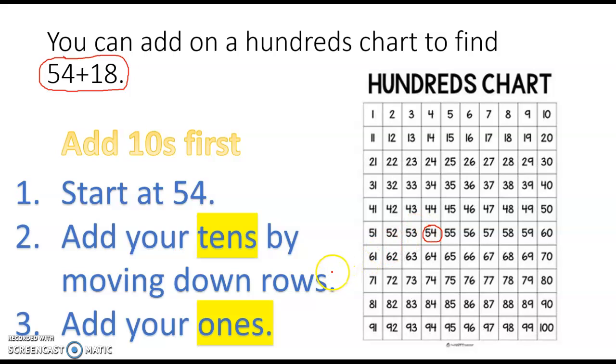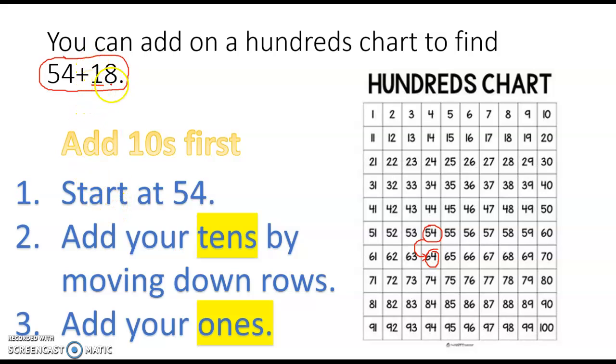Now, as I'm looking at what I'm adding, 18, I look in the tens place. I see a 1 in the tens place, so I only need to add 1 ten. So I'm only jumping down 1 to 64. If there were a 3, if this were 38, we would jump down 1, 2, 3. So you need to make sure you're paying attention to what number is in your tens place.